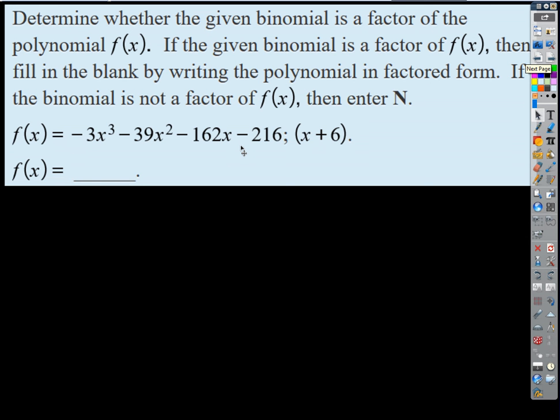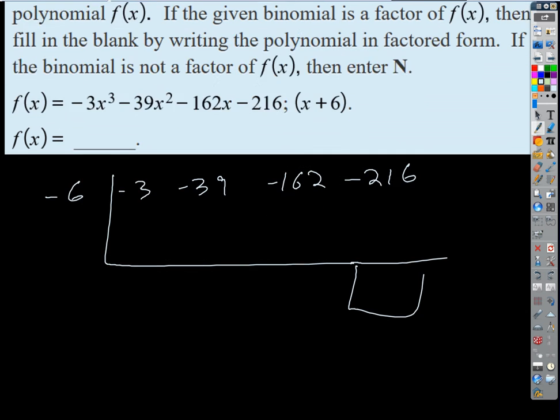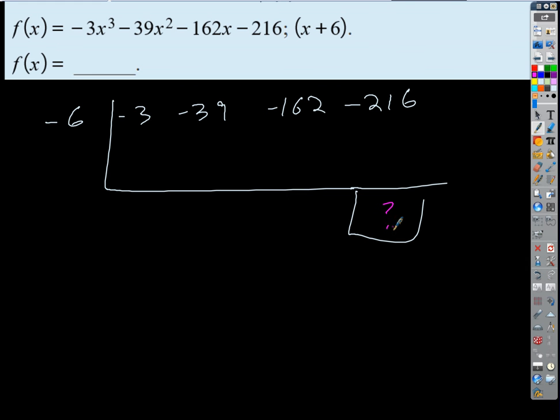I'd put a negative 6 out front. Everybody see that? Because I want the 0 of that factor, right? You want to know, is that a factor? So we would set it up where I've got a negative 6 out front, a negative 3, a negative 39, a negative 162, a negative 216. And the question is, what goes in there? If it's a 0, yeah, it's a factor, and I keep going. If it's not a factor. Okay?